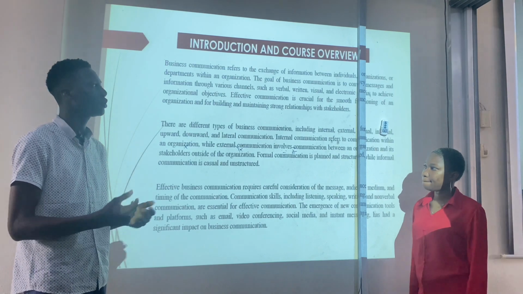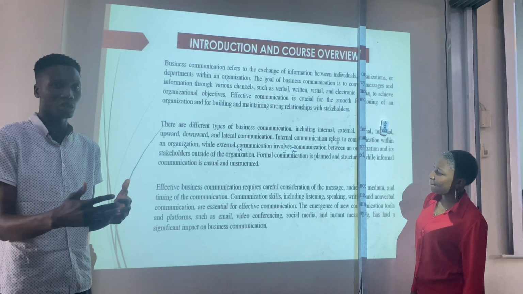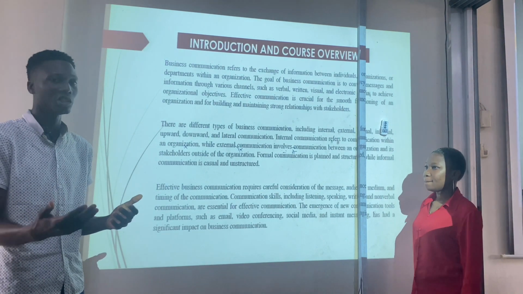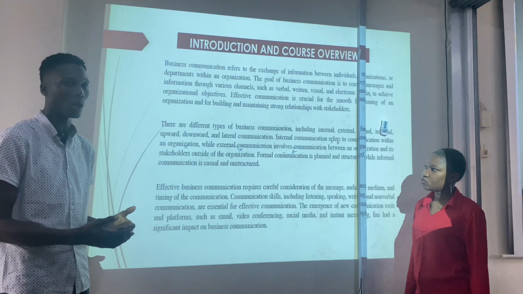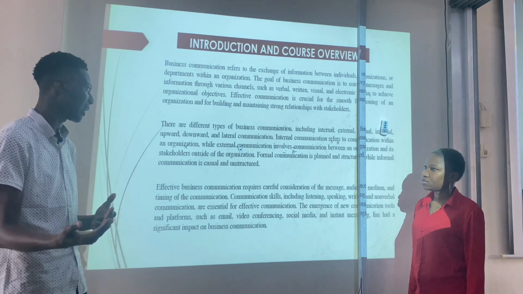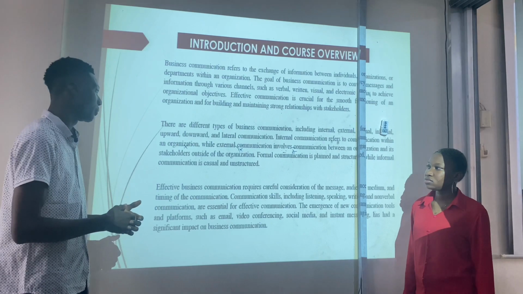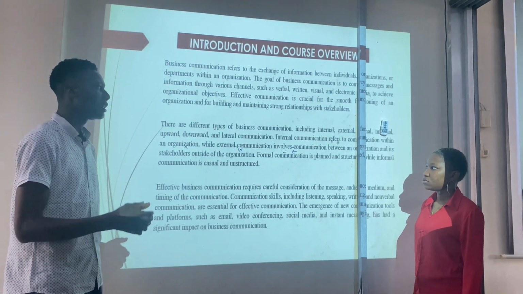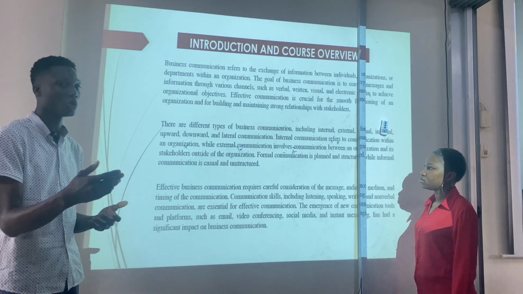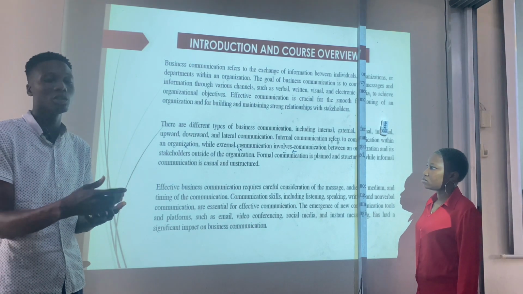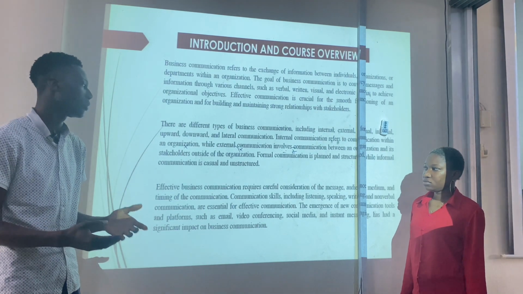And what is effective communication? Effective communication is crucial for an organization in order to have a smooth running process and to maintain a very strong relationship between its stakeholders. There are different types of business communication, which will be explained in the next slides: internal, external, formal, informal, upward, downward, and lateral communication. Internal communication refers to communication within the organization, as the name implies. External refers to communication with the outside, which deals with stakeholders. The formal deals with a planned and structured one, while the informal deals with an unstructured one.